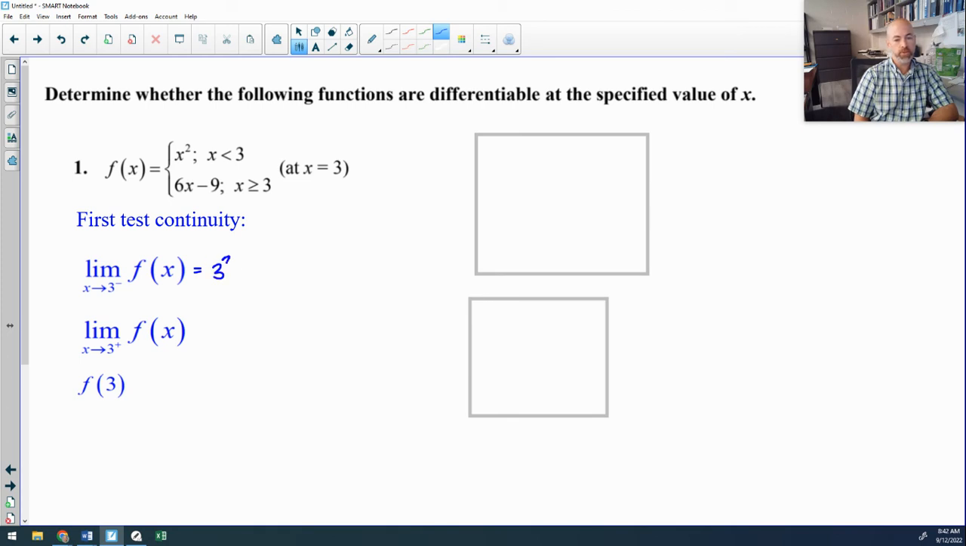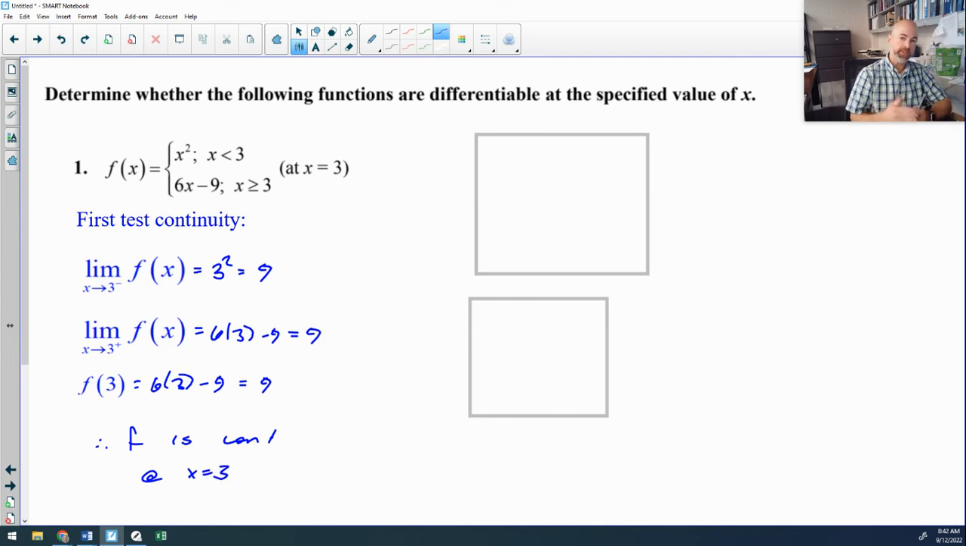So that will be 3 squared, and that is 9. The right side of 3 is 6x minus 9. So 6 times 3 minus 9 is also equal to 9. And then f of 3, you must write this last part. You have to write f of 3. f of 3 is also 6 times 3 minus 9, which is also 9. Therefore, I know that f is continuous at x equals 3.